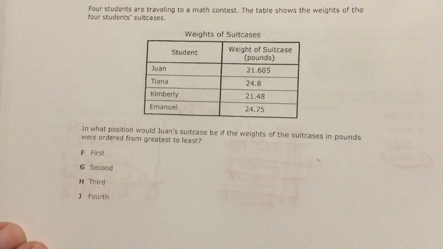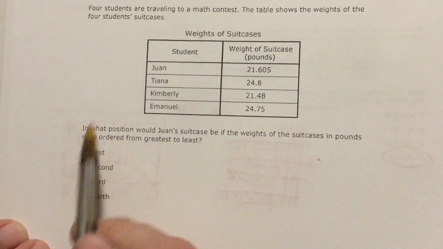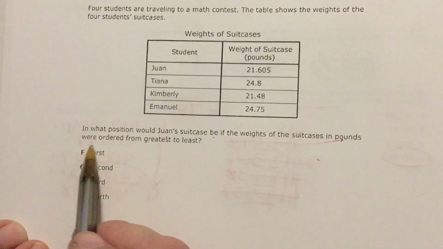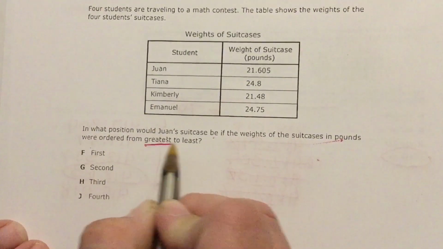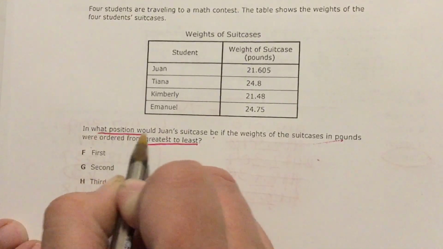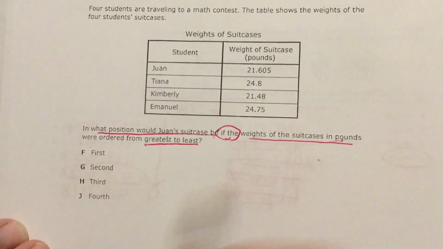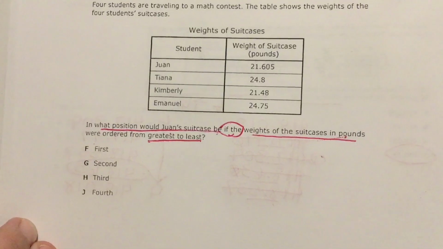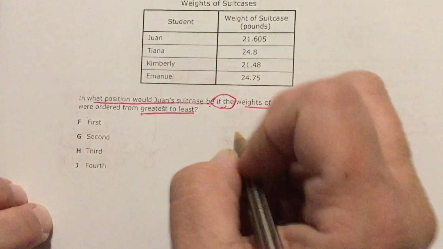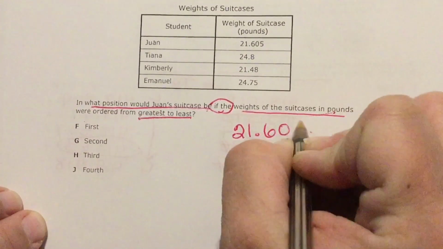4 students are traveling to a math contest. The table shows the weight of the 4 students' suitcases. In what position would Juan's suitcase be if the weight of the suitcases in pounds were ordered from greatest to least? All right, so the first thing you need to do is write down all those numbers in vertical form, lining up the decimal.